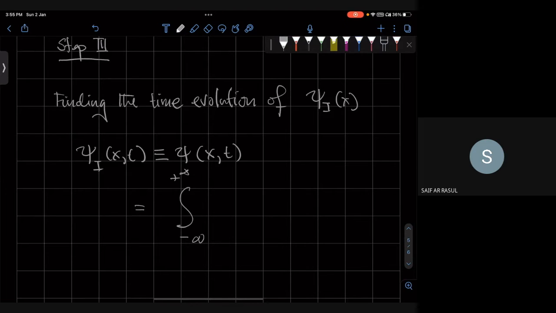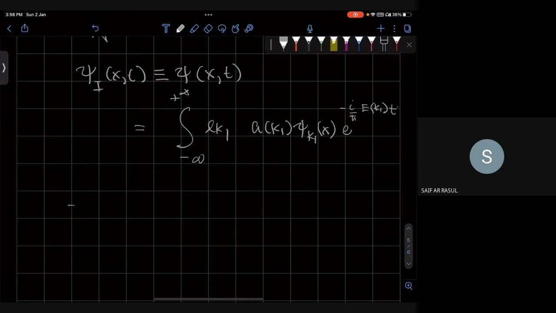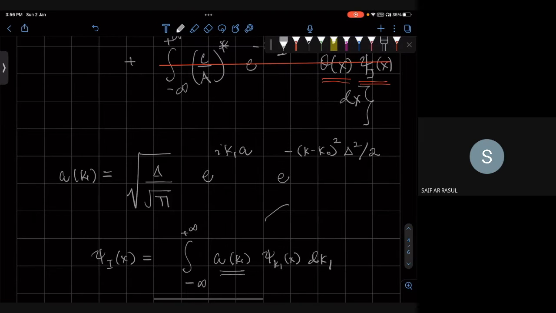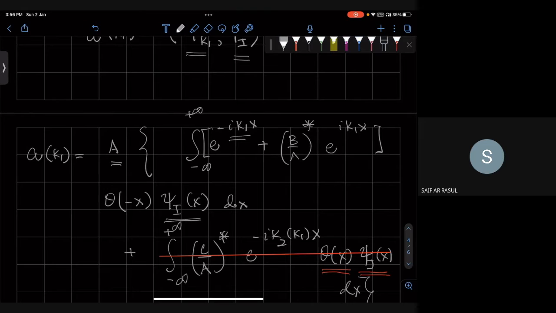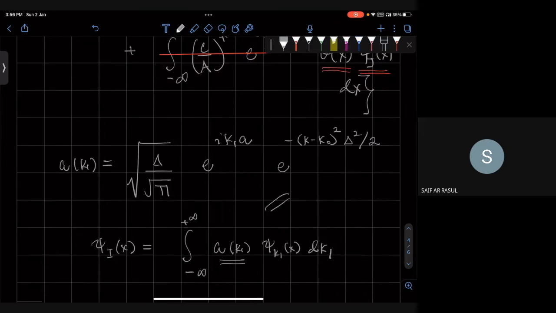Integral over dk1, a of k1, psi of k1 of x, and now multiplying this by e to the power minus i over h bar, the energy, which is a function of k1, times t. Okay? So here we know what the expression of a of k1 is. Let's put that in. We did that by doing the Gaussian integral here. This was a Gaussian, and we multiplied it by that.